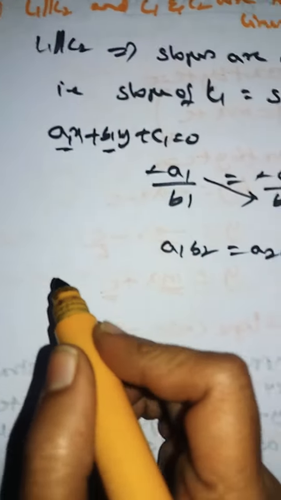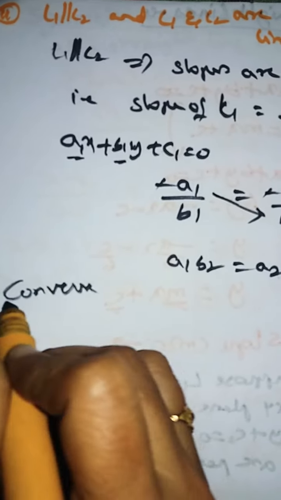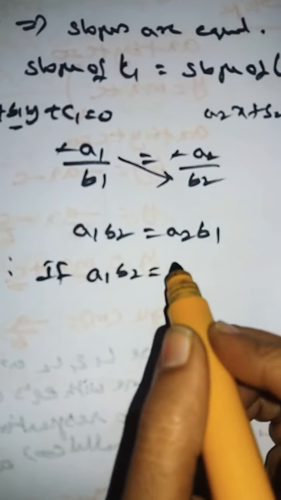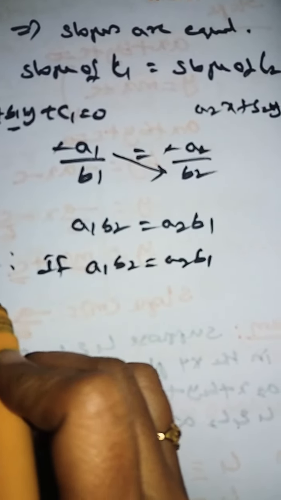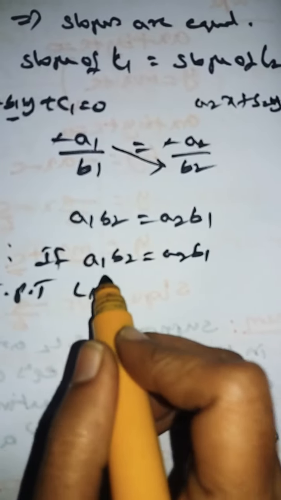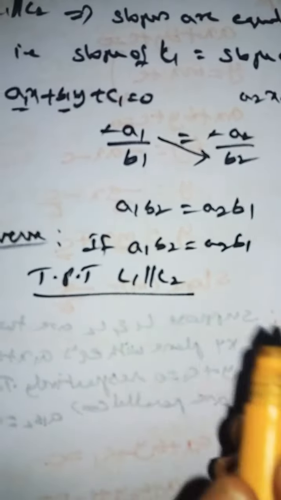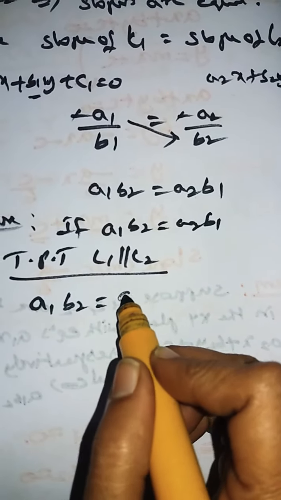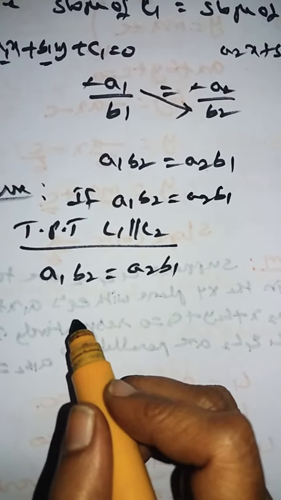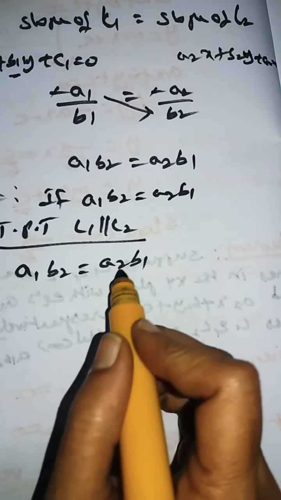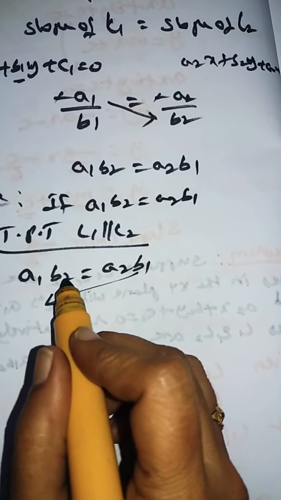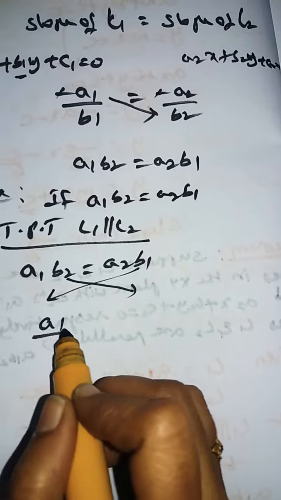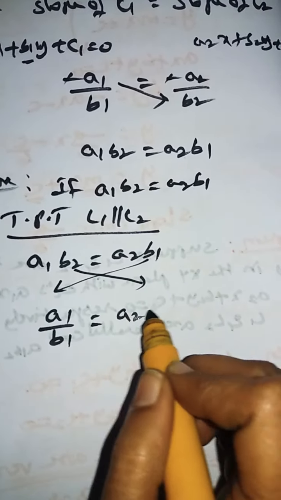Now I will go to the converse case. What is the converse case? If a1b2 = a2b1, then we have to prove that L1 is parallel to L2. We have to prove the two lines are parallel. So what is given? We are given a1b2 = a2b1. I will send b1 to the LHS and b2 to the RHS. Then we get a1/b1 = a2/b2.